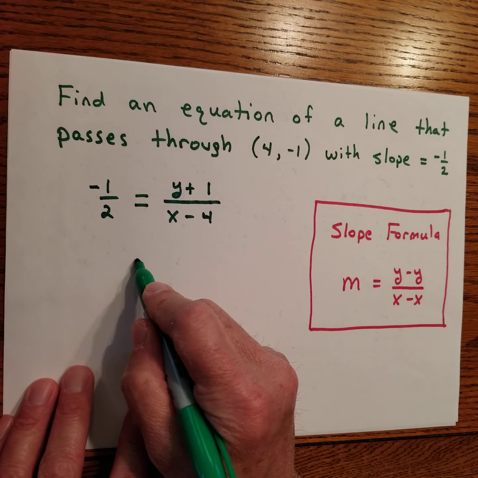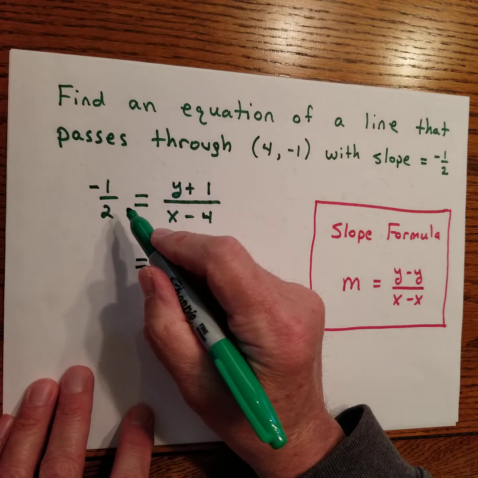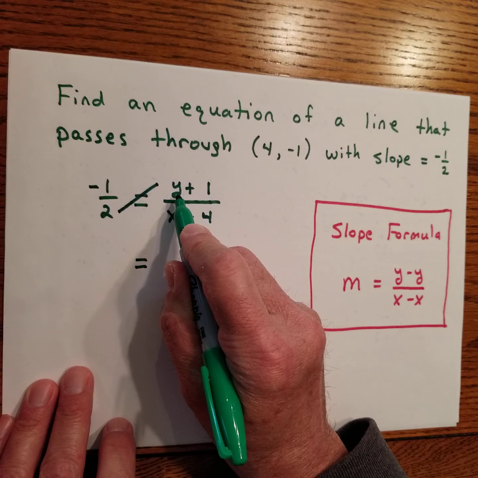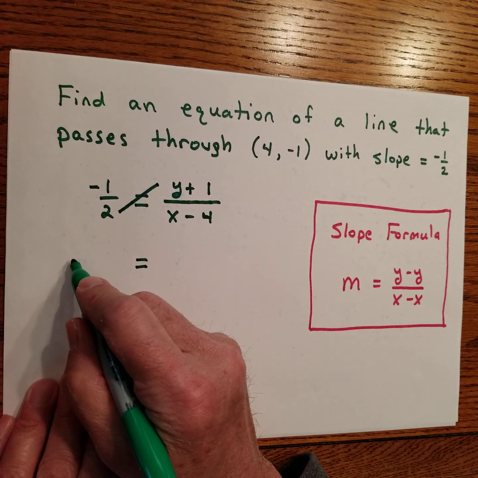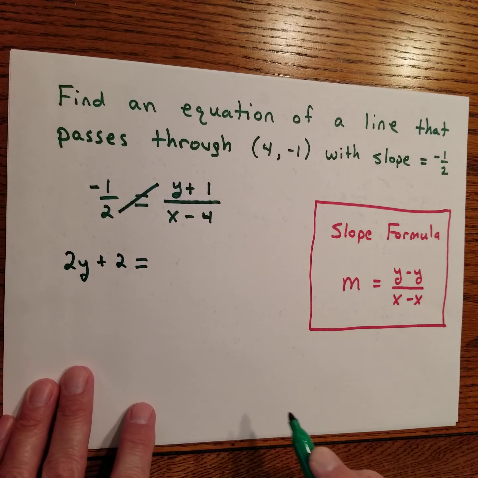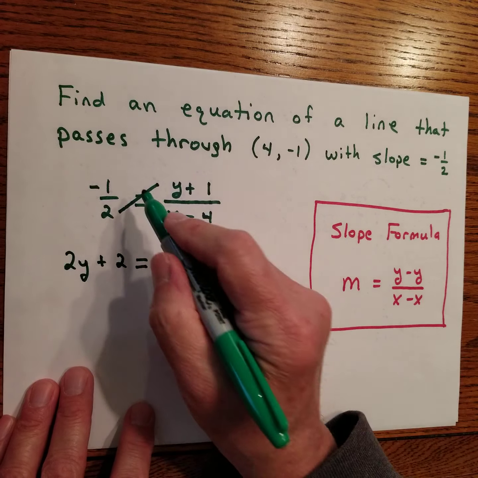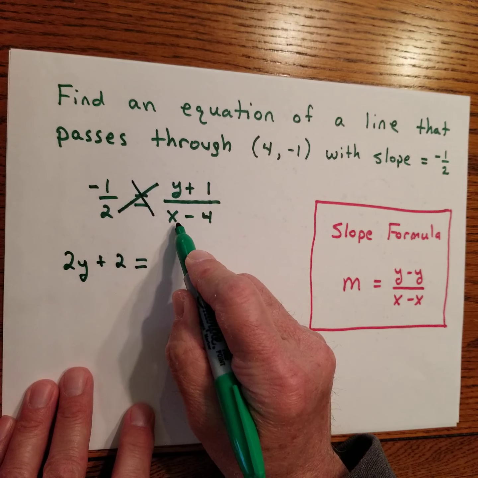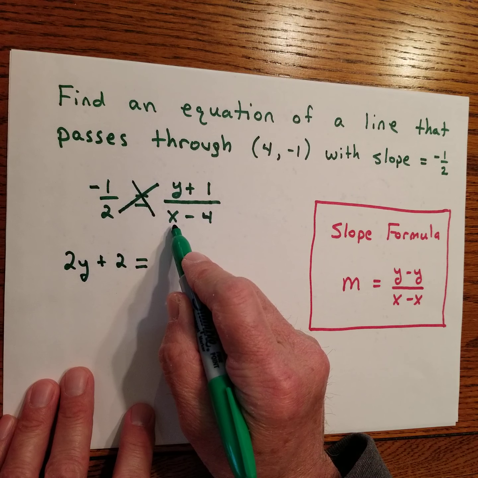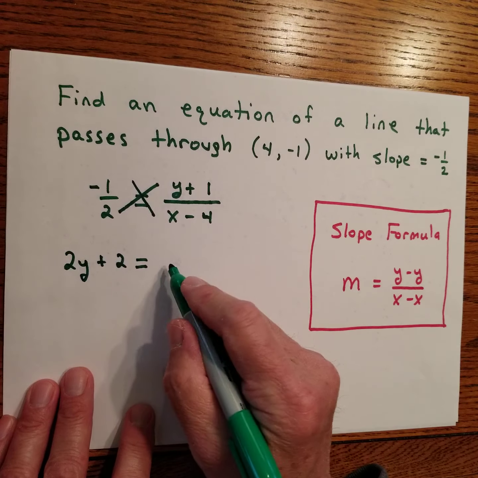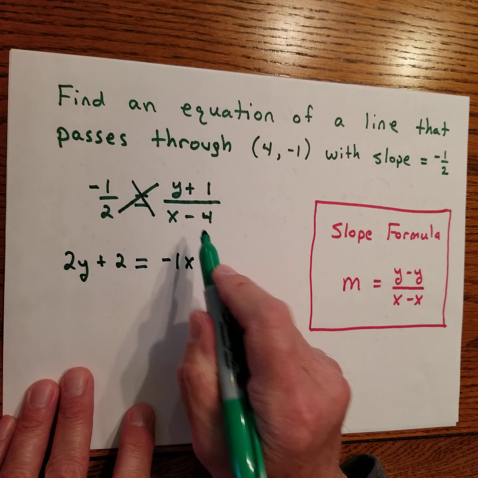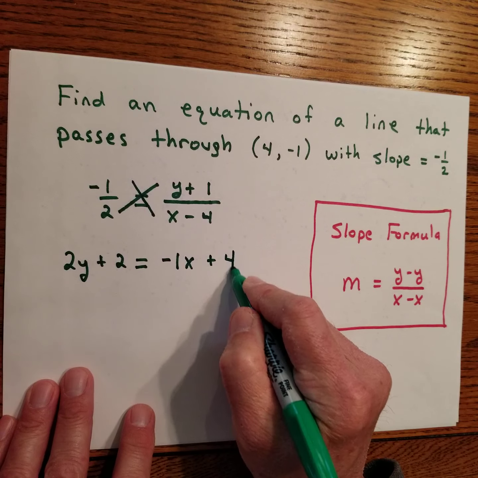Now let's treat this like a proportion. We'll multiply this 2 times each of these terms. 2 times y and 2 times 1. Take -1, multiply it times each of these 2 terms. -1 times x, -1 times -4. Here's -1 times x, and -1 times -4 would be a +4.